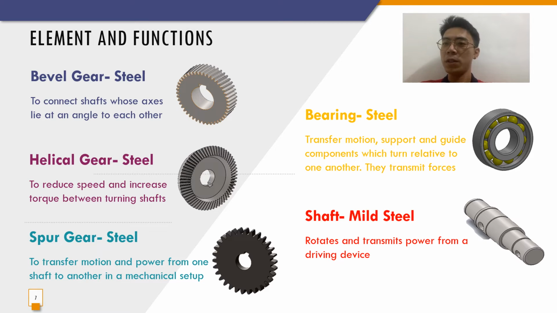Spur gear, steel material. To transfer motion and power from one shaft to another in a mechanical setup. Bearing, steel material. Transfers motion and transmits force. Shaft, mild steel material. Rotates and transmits power from a driving device through a machine.